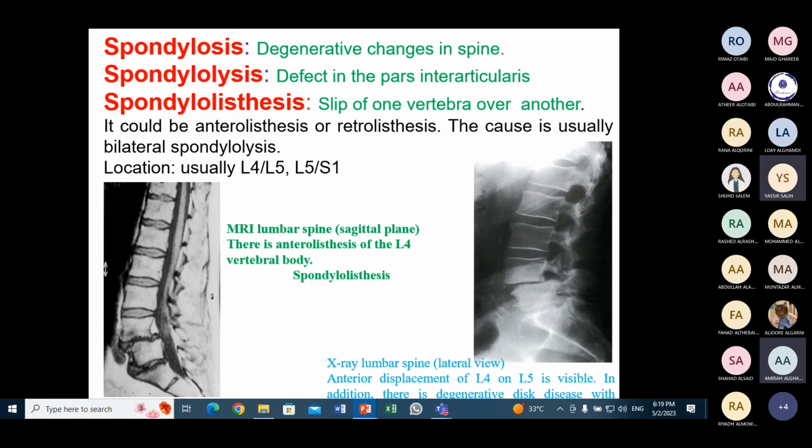فاذا السبونديلوليسثيسيس may be forward or backward. يسموه anterolisthesis or retrolisthesis and sometimes could be associated with spondylolysis. And the common site for this spondylolisthesis is L4, L5 or L5-S1. This is the most common site for spondylolisthesis.